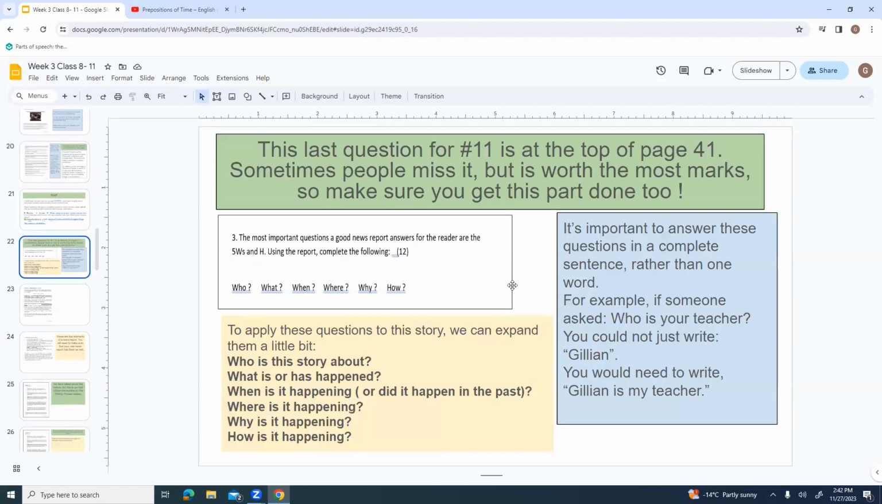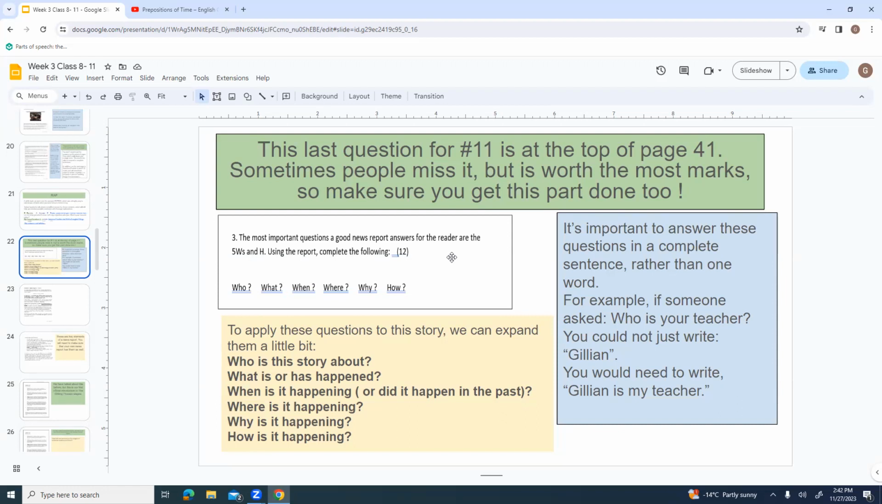The last question, number 11, is at the top of page 41. It's worth the most marks, 12 marks. It's important to answer these questions in a complete sentence rather than just one word. So the question actually says, the most important questions a good news report answers for the reader are the 5 W's and the H. Using the report, complete the following: who, what, when, where, why, or how.